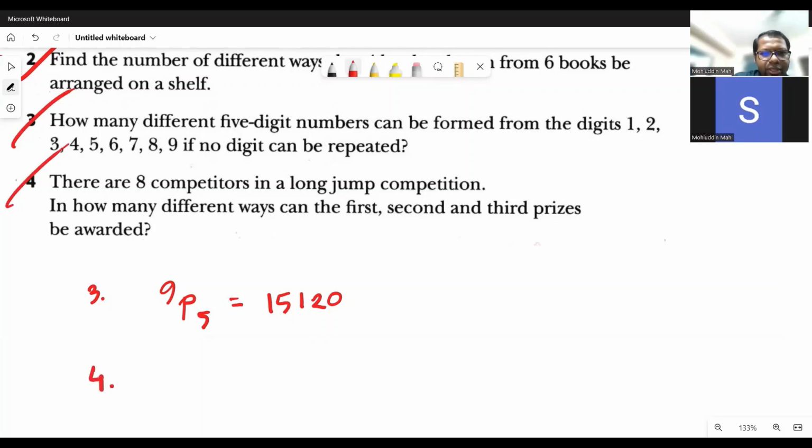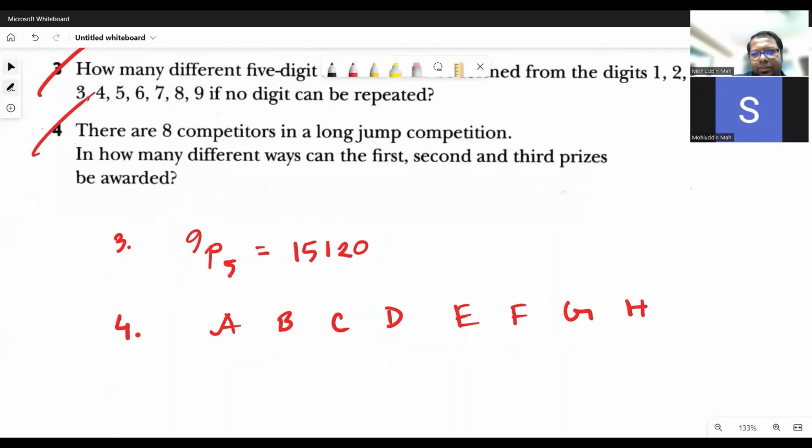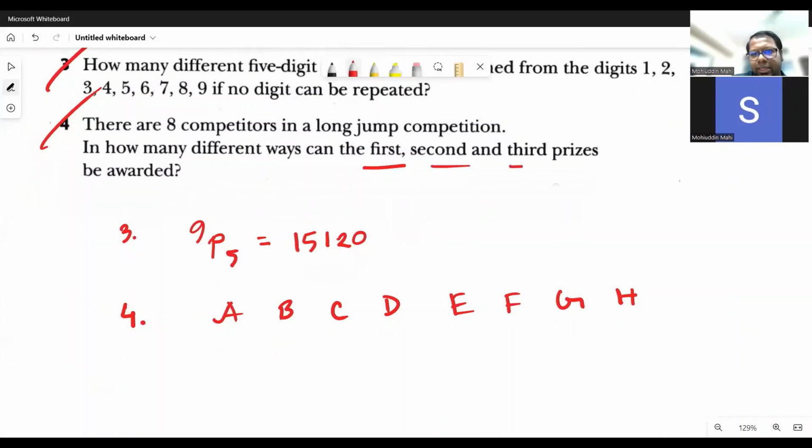there are 8 competitors in a long jump competition. In how many different ways can the first, second, and third prizes be awarded? Now, this is quite easy as well. Think about it. Say, for example, there are 8 competitors, A, B, C, D, E, F, G, H. Now, within these 8 competitors, we can give first, second, and third prize. So think about it. So for example, A can get the first prize, E can get the second prize, H can get the third prize.